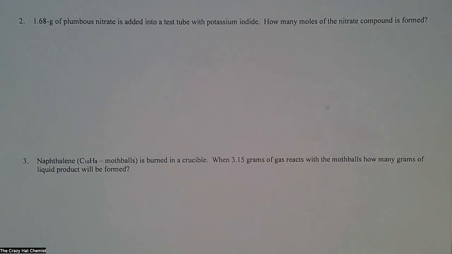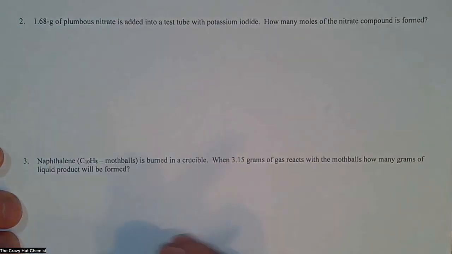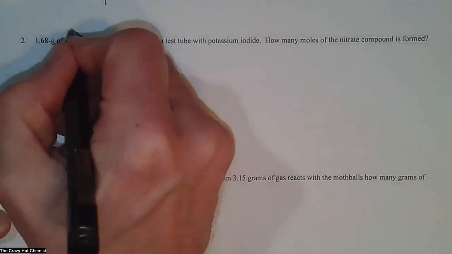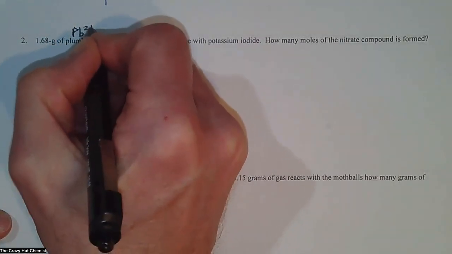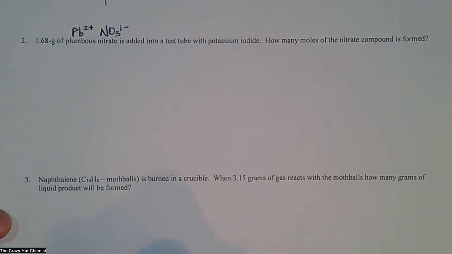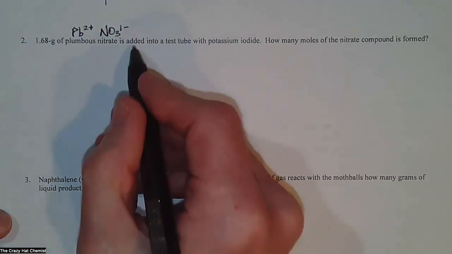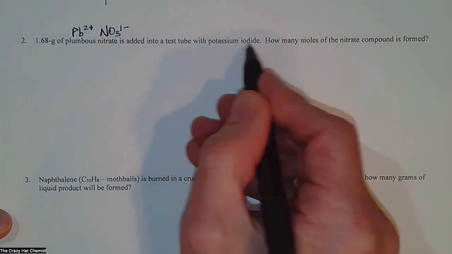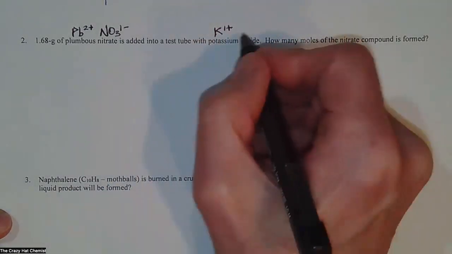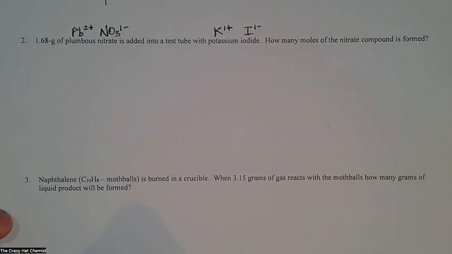All right, so this next one, we have 1.68 grams of plumbous nitrate. So let me slide this down just slightly so we can write a couple of things at the top. Plumbous is a 2+ charge. Nitrate is a polyatomic ion, that is NO3 minus 1. So 1.68 grams of this compound is added into a test tube with potassium iodide. Potassium is a group 1, so it's a 1+ charge. Iodide is a halide ion, a halogen, that is at -1.